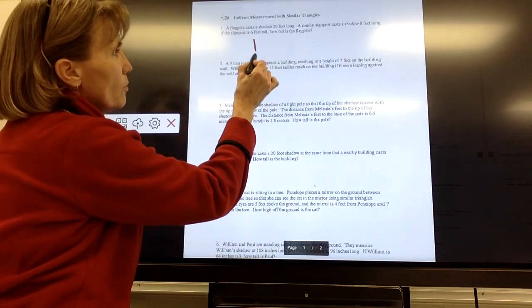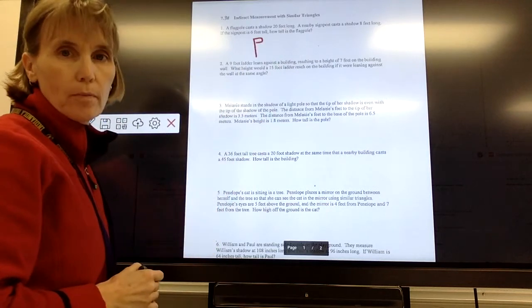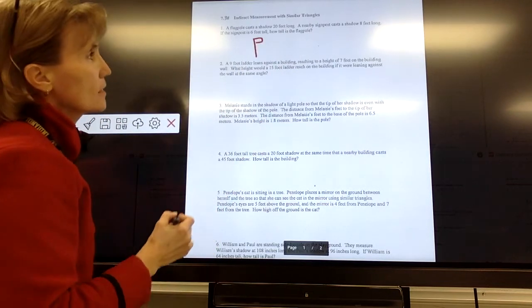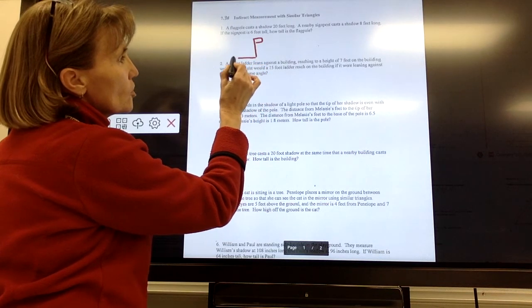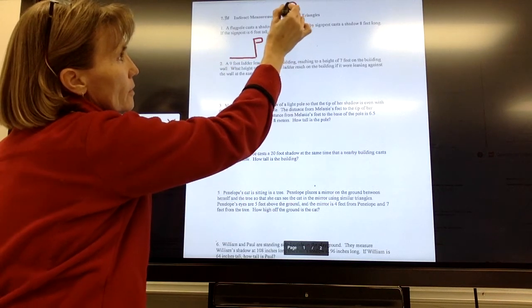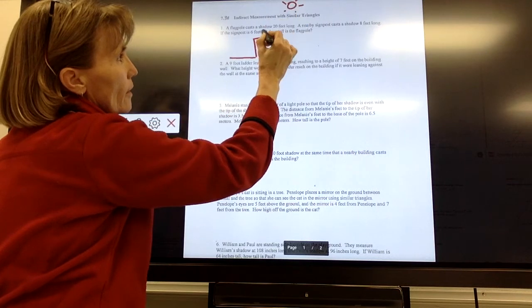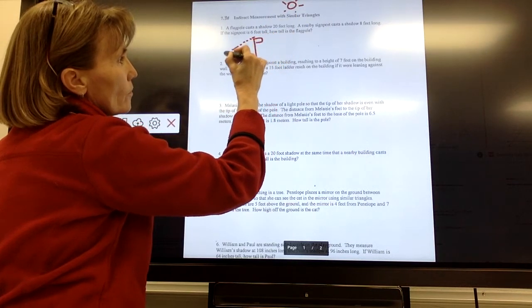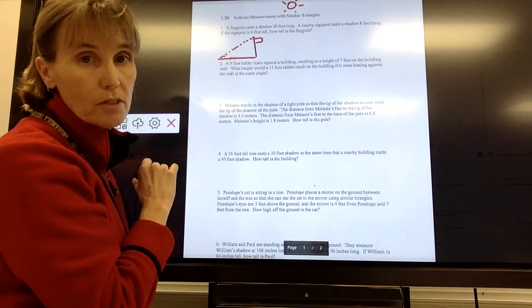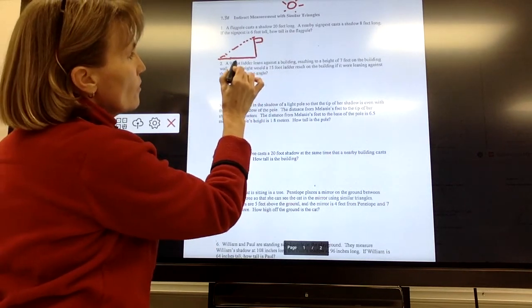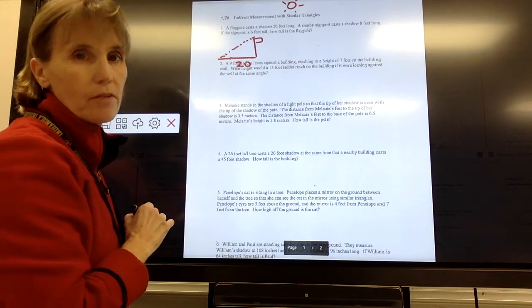So I'm going to draw a little pole here. Here's my flagpole. Okay. A flagpole casts a shadow 20 feet long. So here's my shadow. Let's say the sun's up here. Okay, and so that shadow is along the ground. Okay, the shadows are always along the ground. It says it's 20 feet long. So I'm going to put 20 right there.